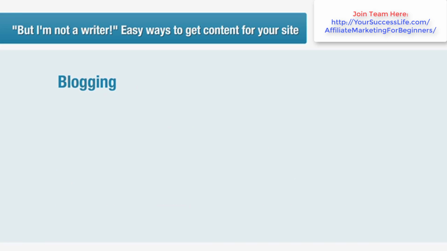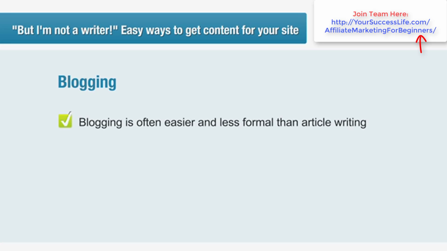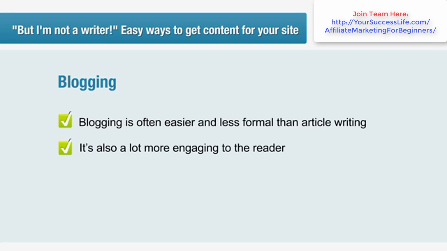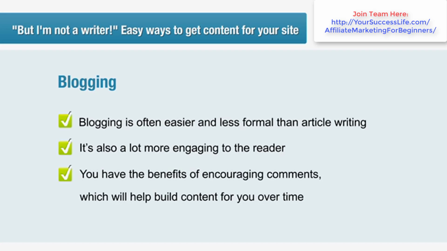Number 5, blogging. If you're able to write an email to your friends or family updating them on what you've been up to, then you're able to blog. Blogging is a lot less formal than article writing, and a lot of affiliates find it much easier. It's also a lot more engaging for your readers, since you're able to let your own personality shine through. The other benefit to blogging is that by allowing comments on your blog, you can get visitors to your site to help build your content for you. Don't think it gets you out of targeting your keywords though. You should try and work your keywords into your blog posts, particularly in the titles.